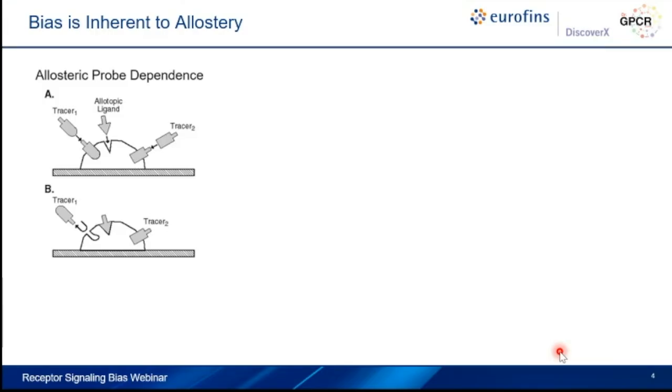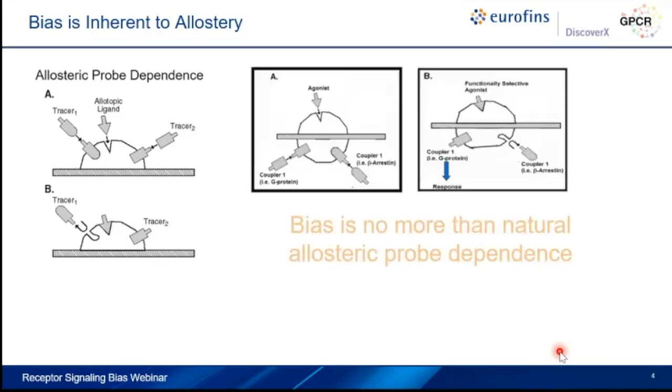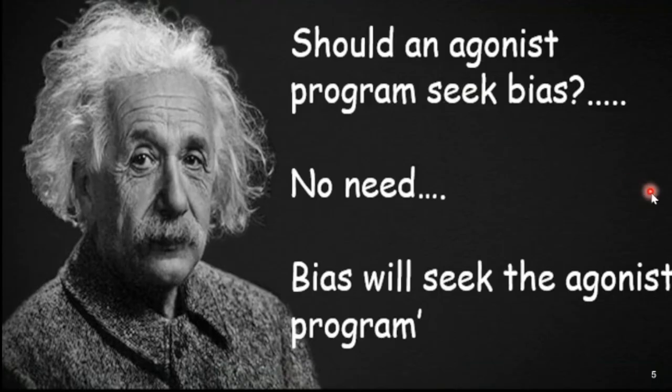Well, if I take those two tracer sites and I put them inside the cell and give them names and call them G protein site and beta-arrestin site, that is all bias is. It's functional allosteric probe dependence aimed towards the cell of signaling systems, and it's happening all the time. So if asked, should we seek it in our programs? No need. Bias will seek you.